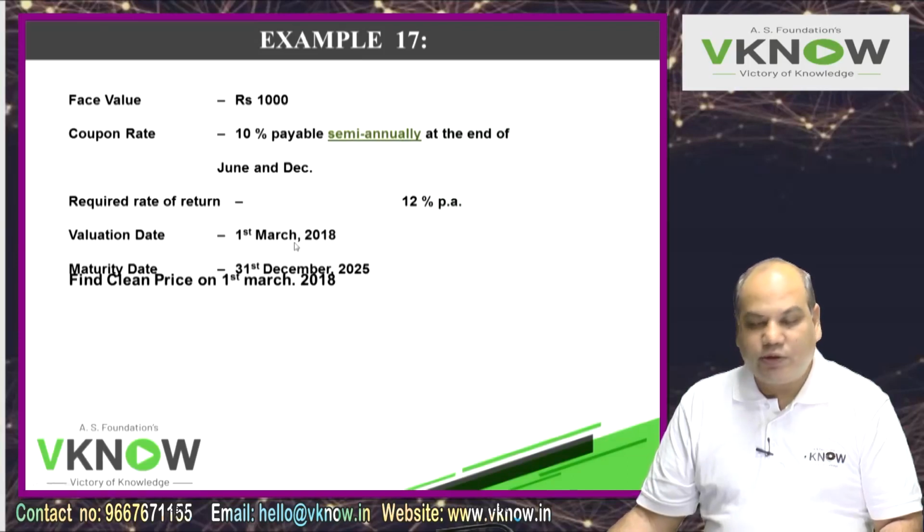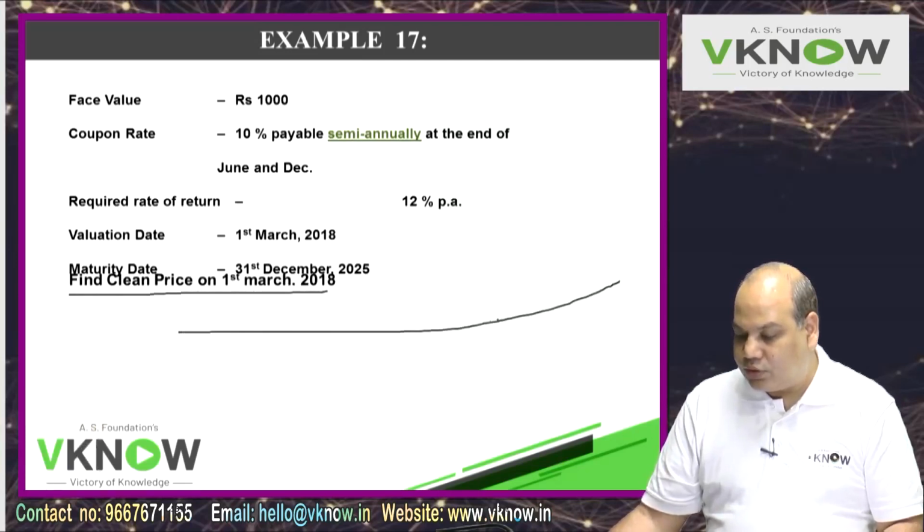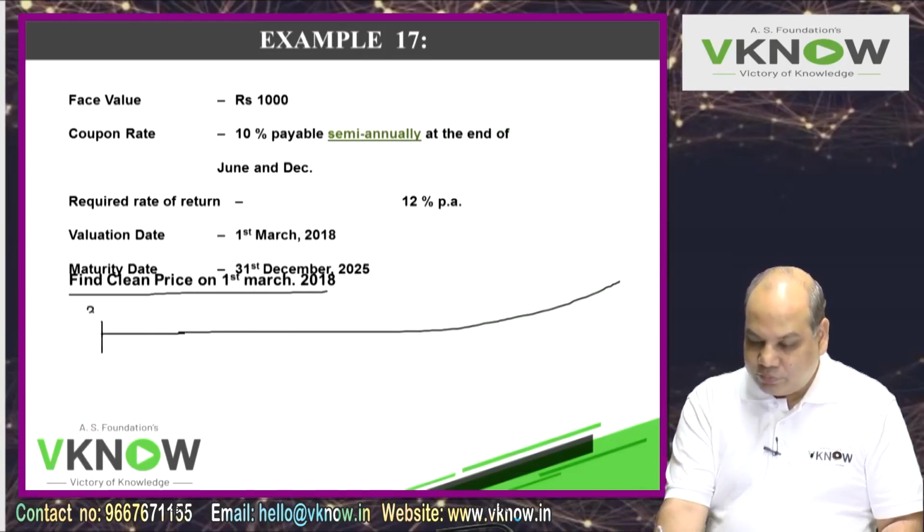Valuation date is 1st March, and the maturity date is 31st December 2025. The question says find the clean price on 1st March 2018. Okay, what was the last interest payment date? The last interest payment date is 30th June.